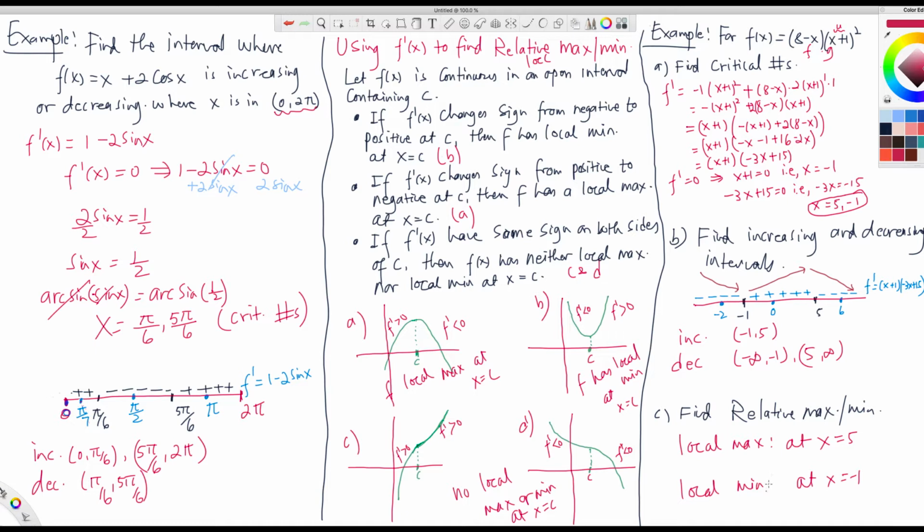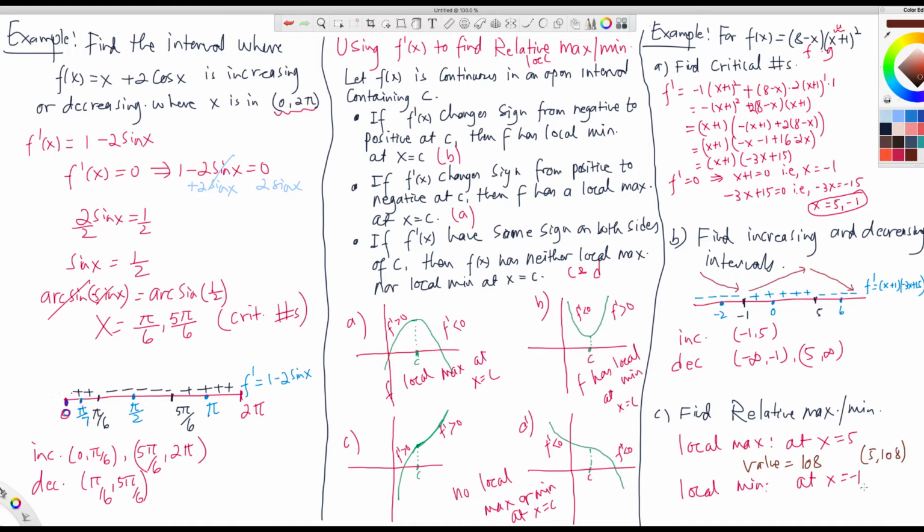But if you want to find the local max value and local min value, how do I do that? To find the value, plug 5 into the original function. Okay, what do you get? Let's plug in 5 here. 8 minus 5 is 3, times 5 plus 1 squared is 6 squared, 36. 36 times 3 is 108, right? It will be 108. So if you want to write it in point form, it will be 5 comma 108. You can write it that way.